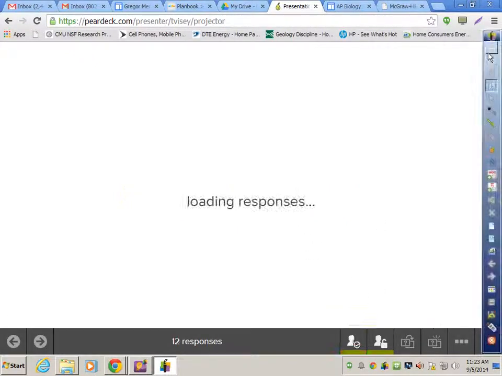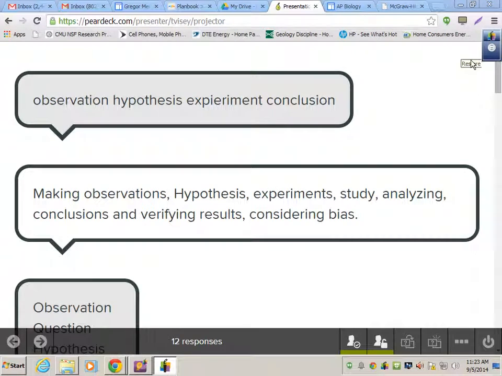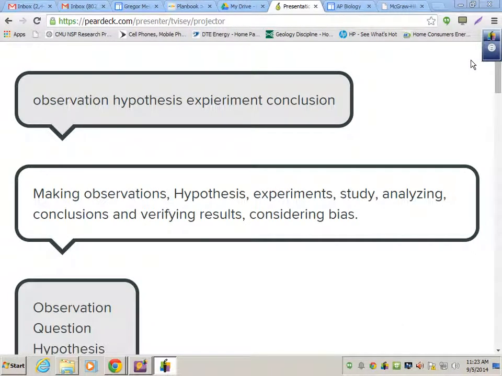All right, so my question to you was, I asked you to, I should say, list the order of the stages of the scientific method. Okay, so looks like a lot of you did that. I need to unfreeze my screen real quick.